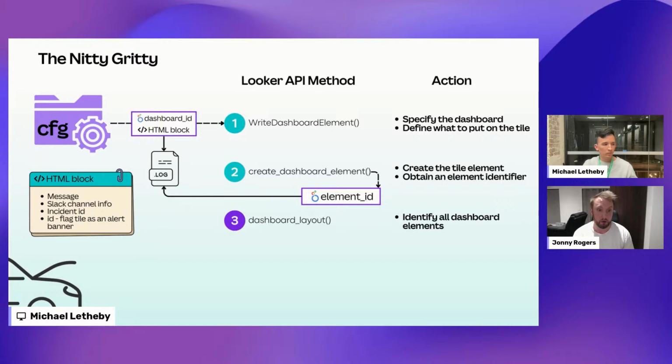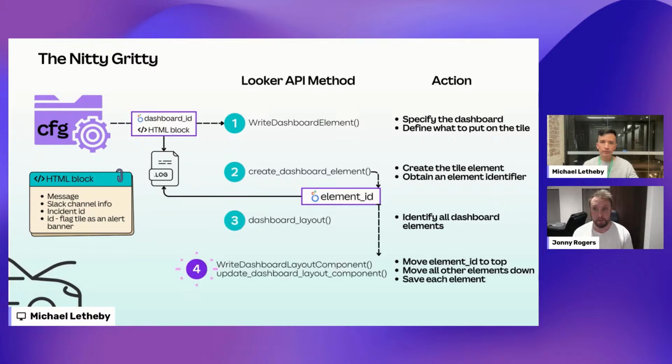The first part of doing this is calling the dashboard layout method. This gives you a list of all the elements on your current dashboard. Effectively, we then cycle through these elements one by one, moving their positions down by one using the write dashboard layout component method. We then select the element that has an element ID that matches our newly created banner, and we move that element up. Each time we move an element, we save its new position by calling the update dashboard layout component method. And the end result is that our alert banner is displayed at the top of the dashboard. In a nutshell, that's the simple process.